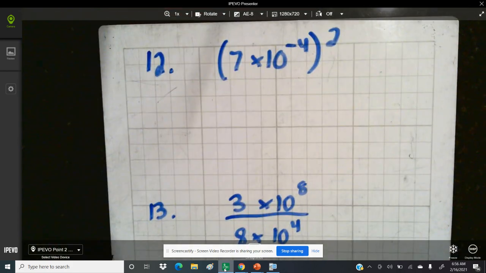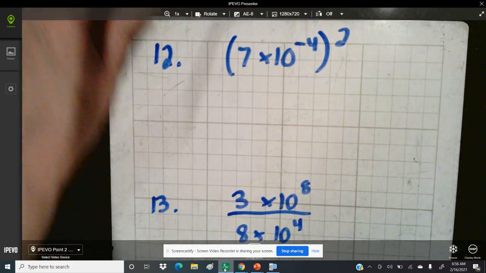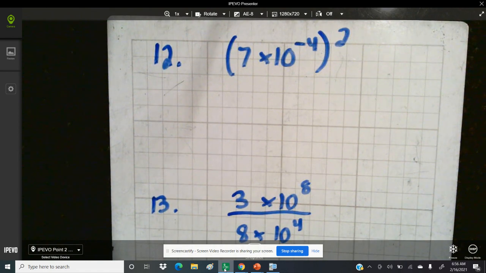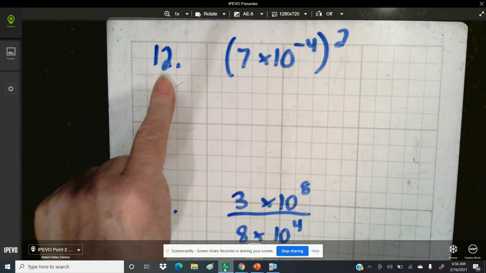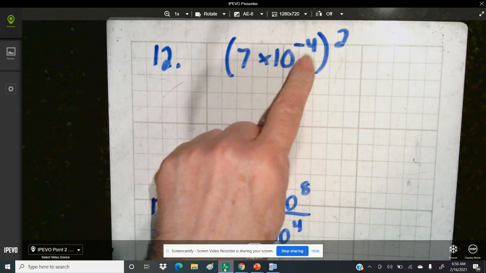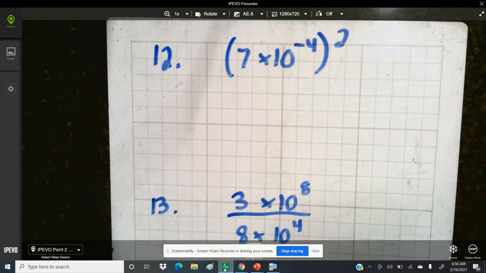All right, so here are two scientific notation questions. I believe these are from the test review or for the checkpoint. This is number 12, 7 times 10 to the fourth, and you're going to square that.